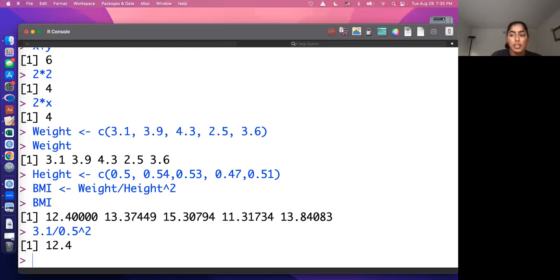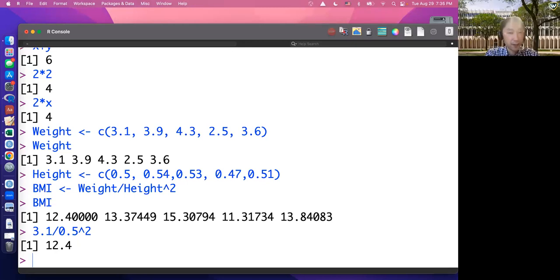Professor? I have a question. Sure. So does the c denote a vector? Yes, correct. c declares a vector, yes. Okay.